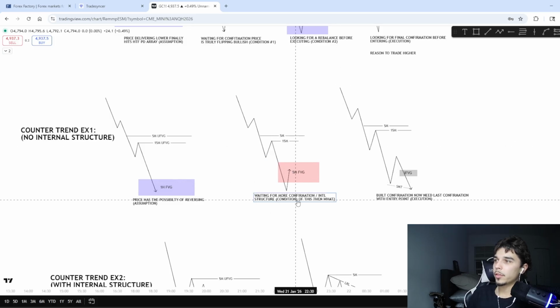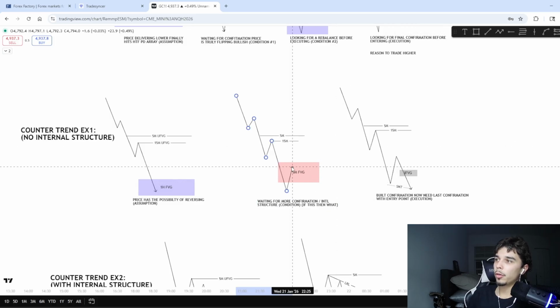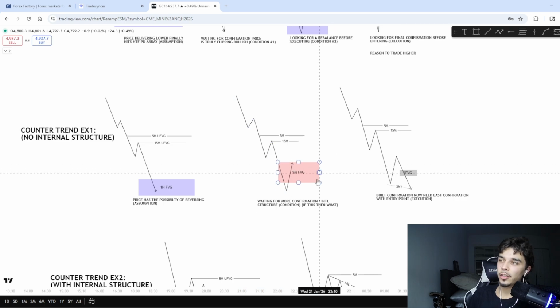But let's say, for example, we have no internal structure and we don't really want to enter where, let's say, we don't really like the close. Let's say the close happened like right here. We're kind of edging it, whatever. What is the best possible scenario to happen now?